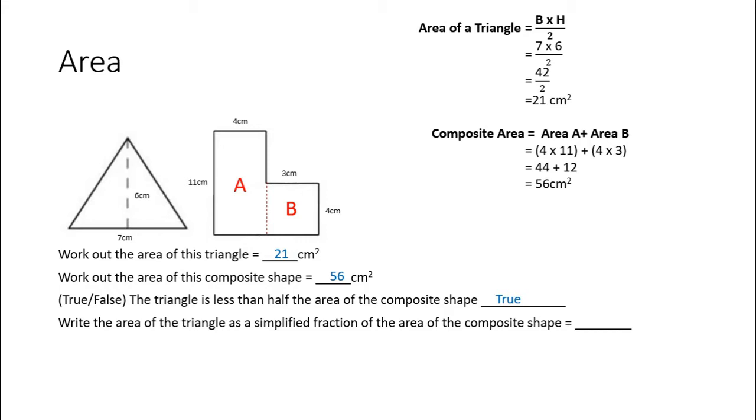Write the area of the triangle as a simplified fraction of the area of the composite shape. So let's see if this area of the triangle over this area of the composite shape really is less than half. So I'll set up that fraction, the triangle area over the composite area, and I get 21 over 56. Now I don't know if that's the same as a half or less than a half or more than a half. I can simplify it down a little bit. That's 3 over 8, dividing both the top and the bottom by 7. And 3/8 is less than a half because I know that half of 8 would be 4/8. So 3/8.